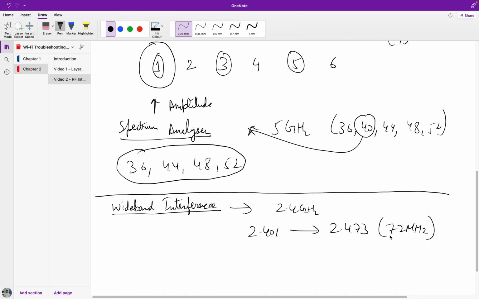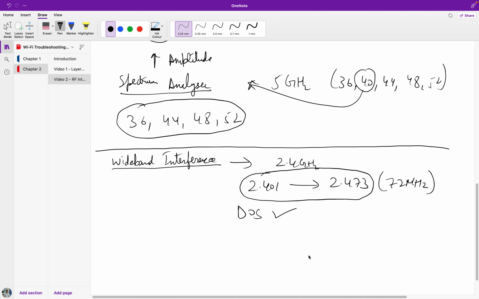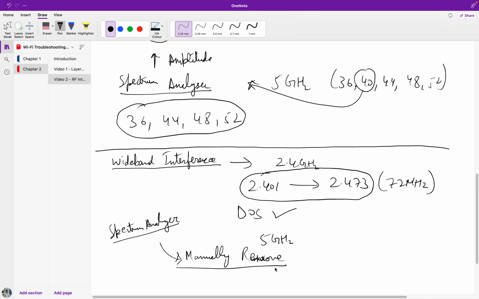A wide band interference source will jam the entire frequency, causing a denial of service attack, right? So nobody in that frequency space can transmit data. Now you either move your network to 5 gigahertz, okay, or you have to find the source physically. You have to use a spectrum analyzer and figure out where the source is, and simply manually remove the source of interference. These are the only things you can do.